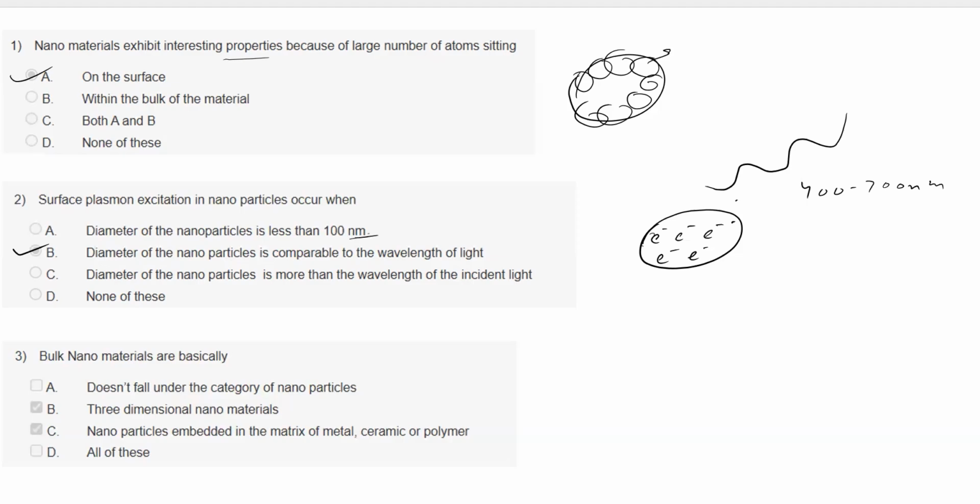So, for example, gold nanoparticles show surface plasmon resonance at around 520 nanometers. These are fairly large particles within the environment, and they will, strictly as per the definition of 100 nanometers.